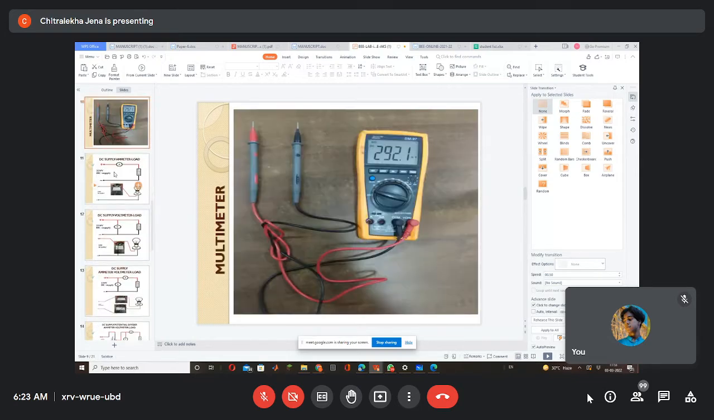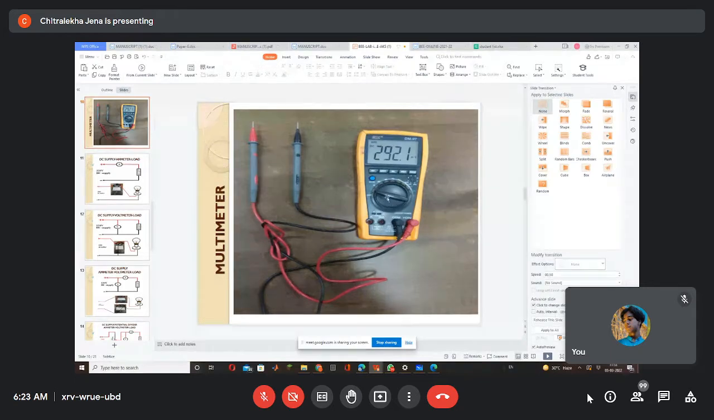Then what is this called? This is called a multimeter. Why is it called a multimeter? Because it can measure multiple things. Multiple things means what? It can measure current, voltage, resistance, AC current, DC current, AC voltage, and DC voltage.